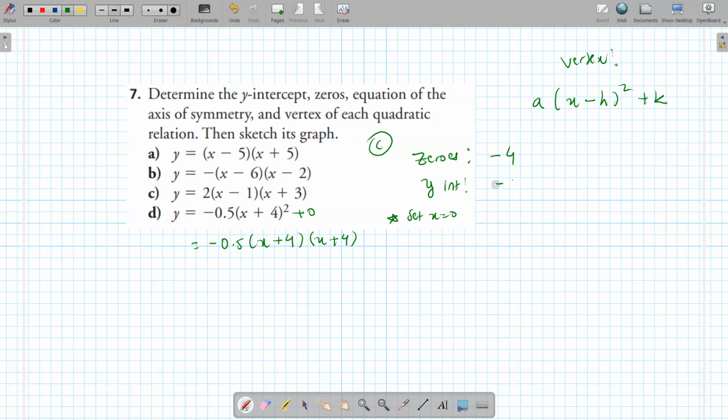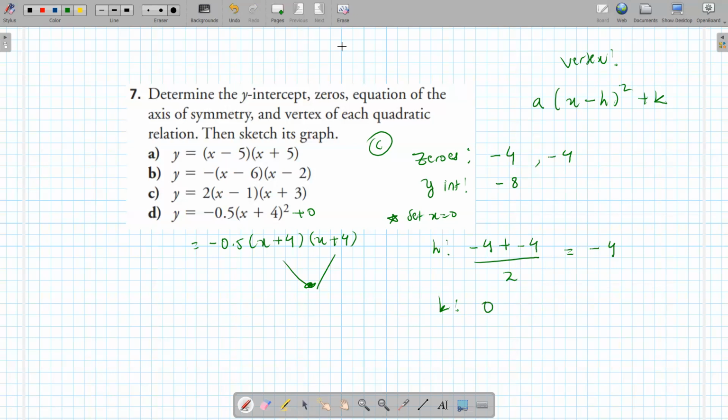It'll be -8. To find the x value of the vertex, if you can see that this is in vertex form, then you can straight up say it's -4. But if you don't see it, you can do what we've been doing all along. Just find the midpoint of the x-intercepts. In this case, both x-intercepts are -4, so -4 plus -4 over 2 will still be -4. Plug this back into the equation, you'll get -0.5 times 0 squared, you'll get 0. So that's your vertex, okay?